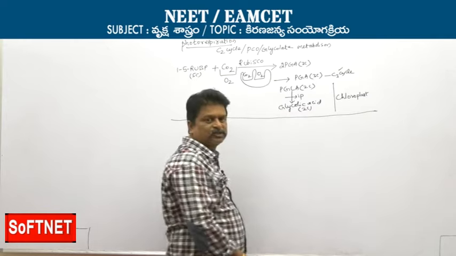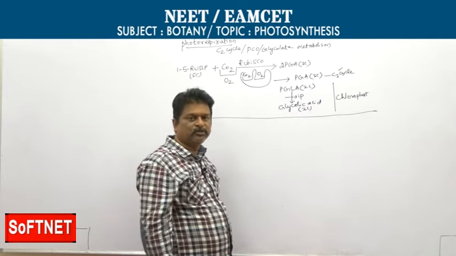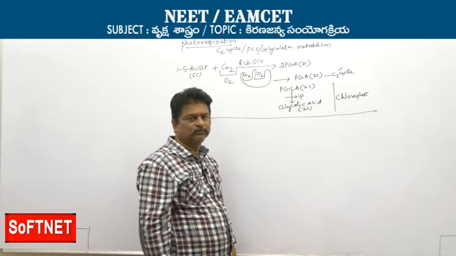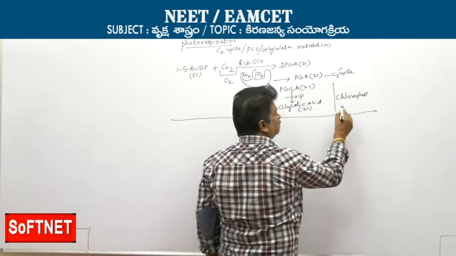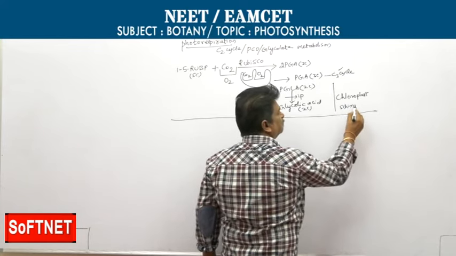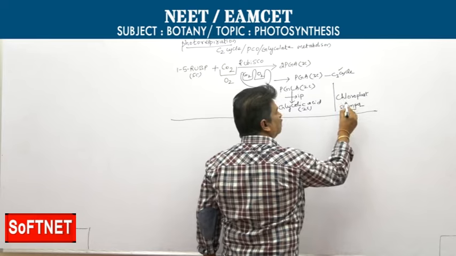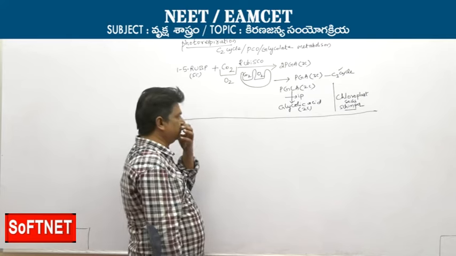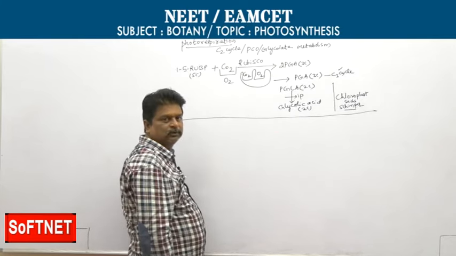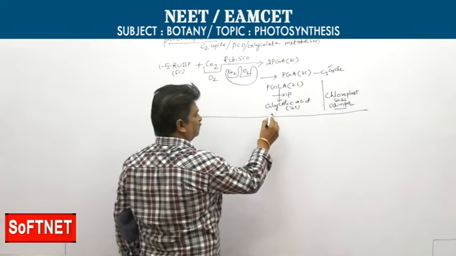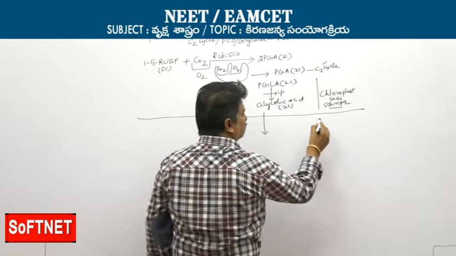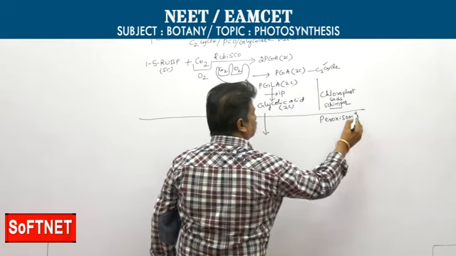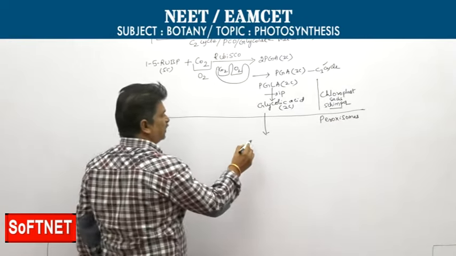Who discovered chloroplast? Chloroplast was discovered by Sachs, and the term chloroplast was given by Schimper. Then, from chloroplast, glycolic acid enters into peroxisome.